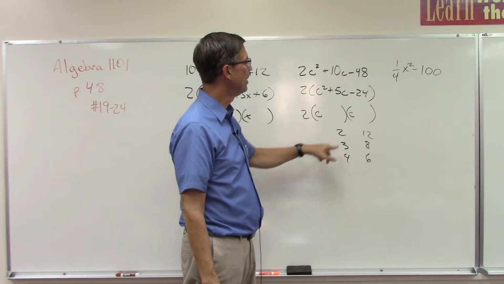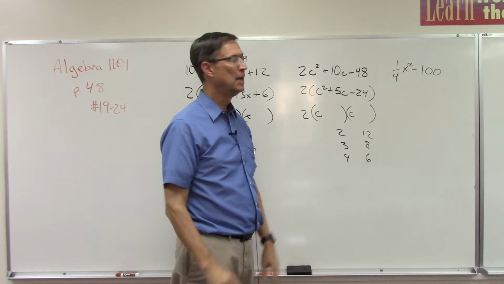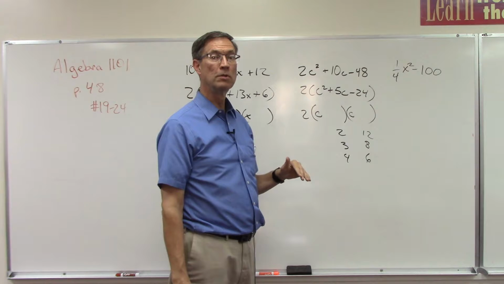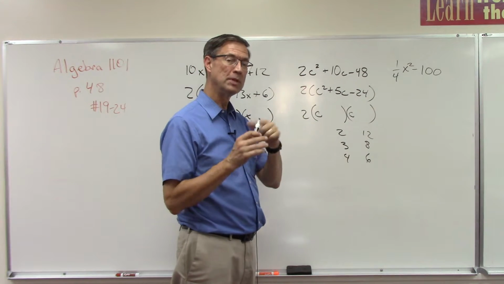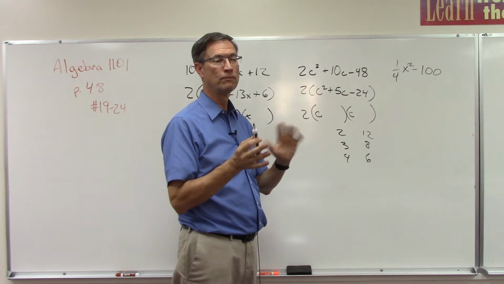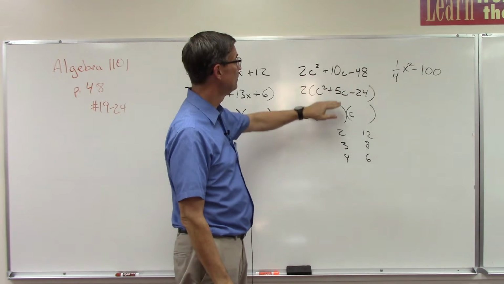Play around with these 2 numbers, play around with positives and negatives, and then you always check it by using the FOIL method. First terms, the outer terms, the inner terms, the last term, and then you combine the like terms and see if you can get this back again.